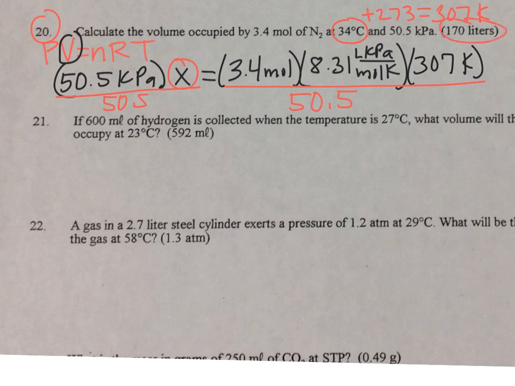When you get this in your calculator, you probably get like 171 or something like that. This is just rounded to 2 sig figs, so that's why it just says 170. All right, so go ahead and work on the rest of the problems, and if you have any questions, make sure you ask me.